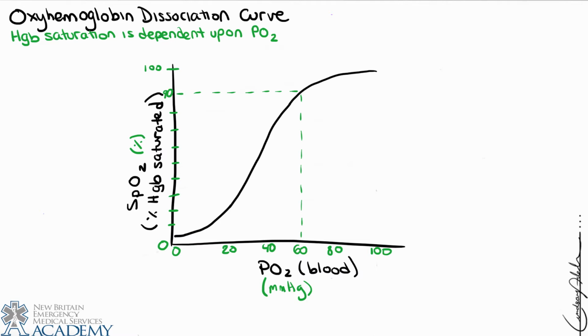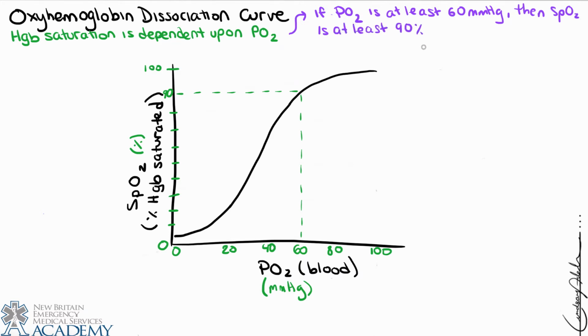Above is better. And so here's the statement: if PO2 is greater than 60, then the SpO2 will be greater than 90%. So oftentimes, if the PO2 is less than 60, we can consider that likely to have an association with tissue hypoxia, and if it's greater than 60, then probably not. So if the PO2 is at least 60 millimeters of mercury, then the SpO2 is at least 90%. However, if the PO2 drops below 60 millimeters of mercury, then the SpO2 drops rapidly as well.